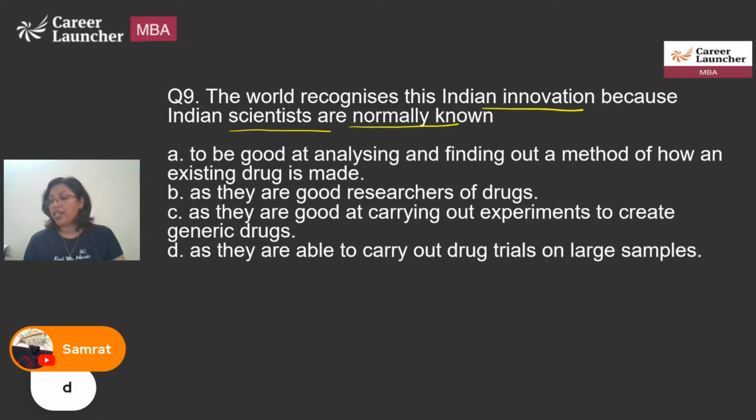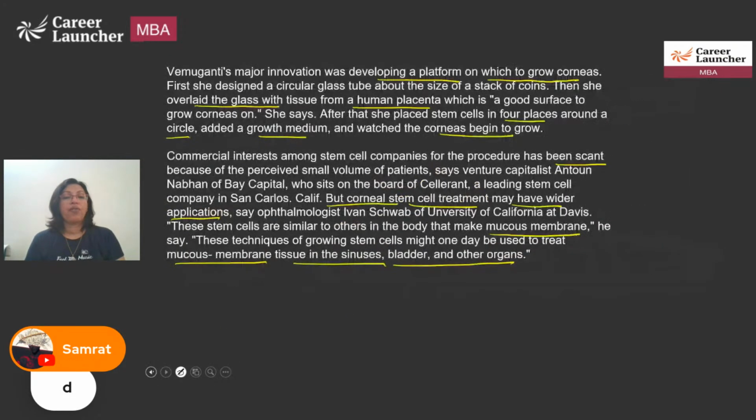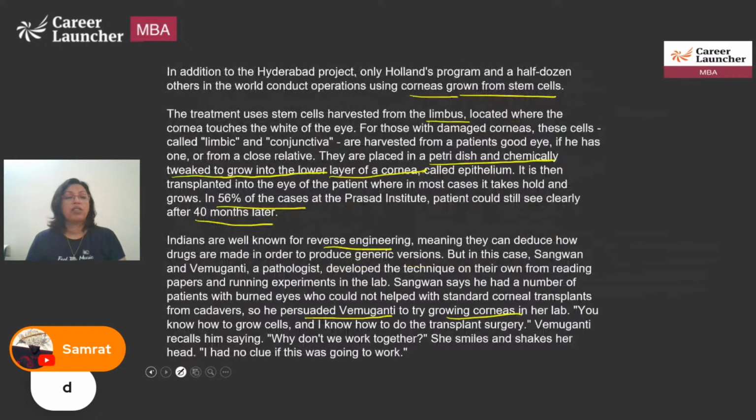So the passage has said this very clearly somewhere. If I were to take you back to the passage, and I will for a moment, what are the Indians well known for? This is where it was mentioned that Indians are well known for reverse engineering, meaning how they can deduce how drugs are made in order to produce generic versions.